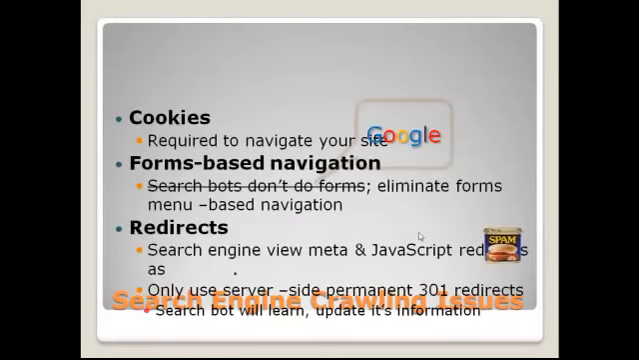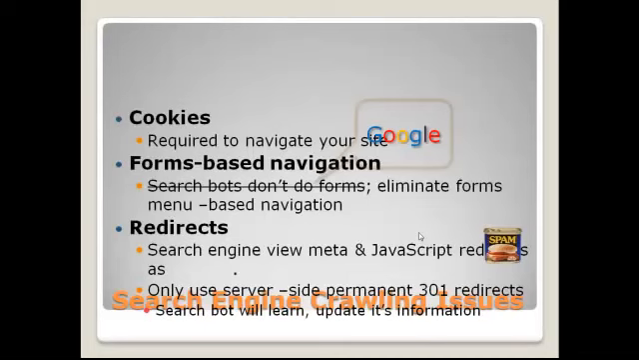So, some additional crawling issues are cookies. If you require cookies to navigate your site, this poses some crawling issues because it just makes it a little bit more difficult. Form-based navigation: search bots don't do forms, so eliminate forms. Menu-based navigation is the standard, and it's a lot more clear for users and for the search engines themselves.